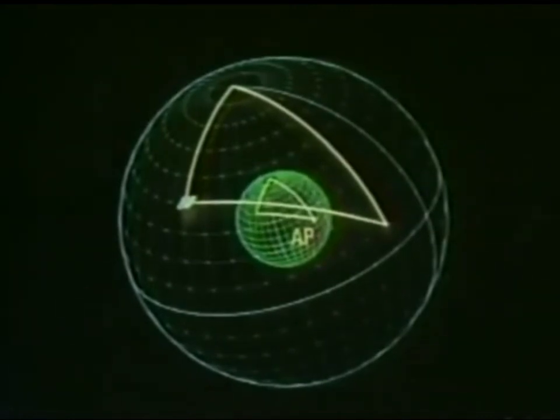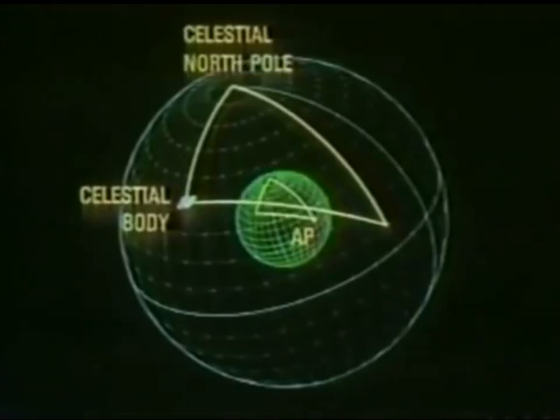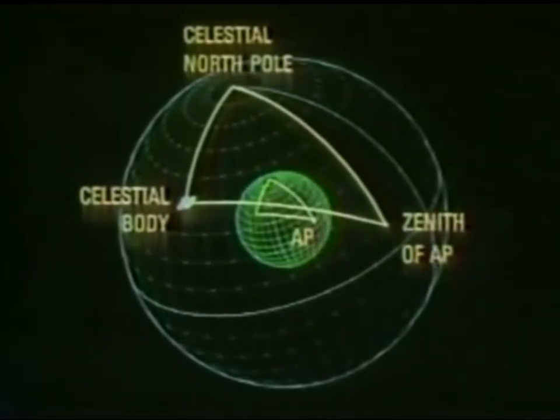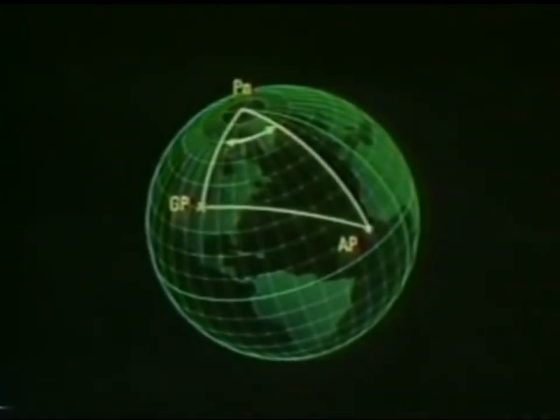The points of the celestial triangle are the celestial body, the celestial pole of the hemisphere you are operating in, and the zenith of your AP. On Earth, the points become your AP, the GP of the celestial body, and the appropriate pole. As you remember from your geometry, if you know the length of two sides and the included angle of any triangle, you can quickly determine the other side and angles.